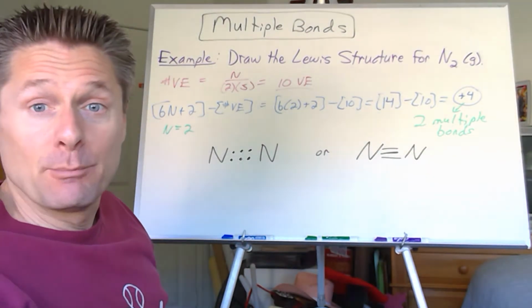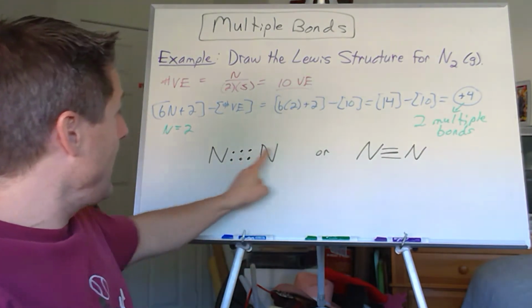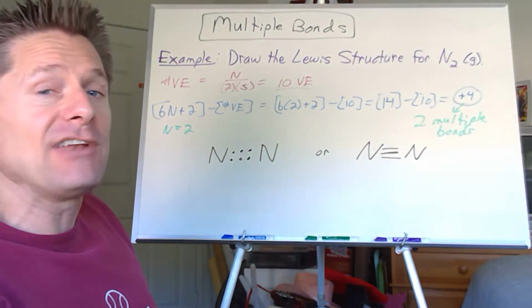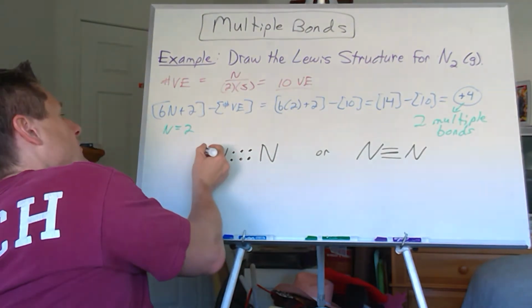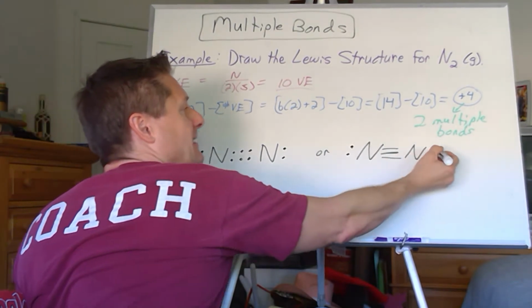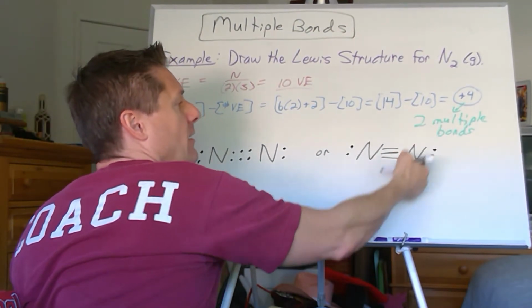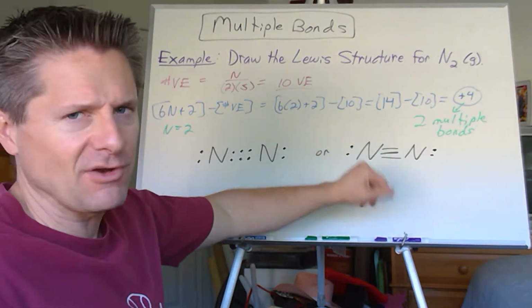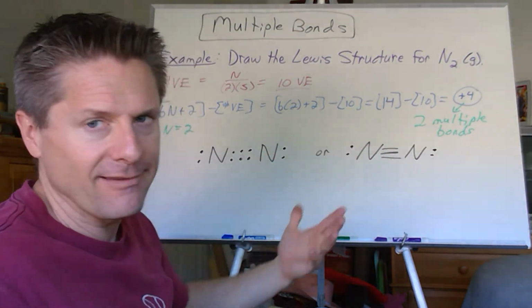Well, now let's complete our octets, right? They both get to share those 6 electrons. 6 is not 8, which means each nitrogen needs 2 more electrons. So we're going to do that as lone pairs. And it doesn't matter if you put the lone pair here, here, here. It will when we do shapes later with VSEPR theory, but for the Lewis structure, it doesn't matter. You can put the lone pair up there, it's irrelevant.